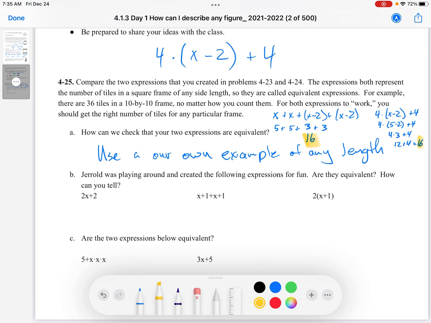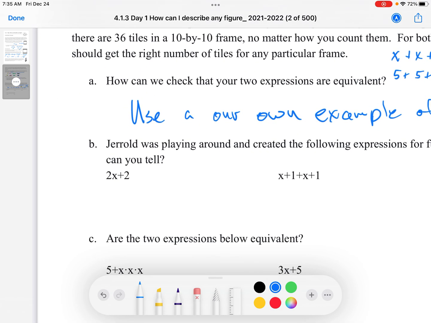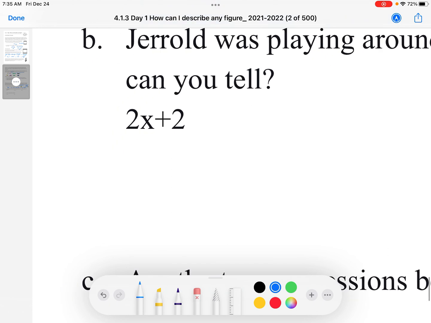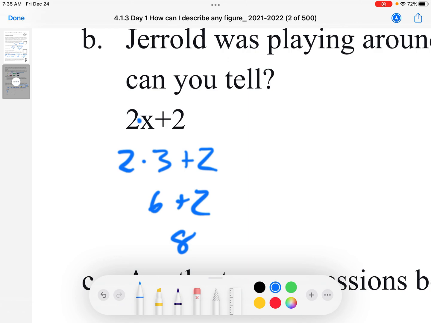All right. Jared is playing around and creating the following expression for fun. Are they equivalent? How can you tell? All right, so how could we tell? We could plug in a number, right? We could just try something that might work. Let's choose 3. Now, when you see it like this, this means 2 times x. So 2 times 3 plus 2. 2 times 3 is 6. 6 plus 2 is 8.